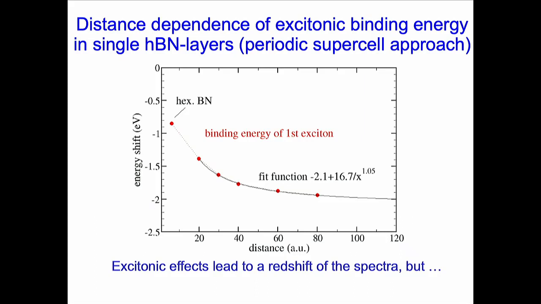So at that time, we calculated the dependence of the binding energy on the distance, because we know that in bulk boron nitride the binding energy is 0.7 eV. And if we go to a distance of 80 atomic units, so roughly 45 angstrom, then the binding energy goes up considerably. This is because we are going more and more from a 3D situation to a pure 2D situation, and at the same time we are reducing the screening.